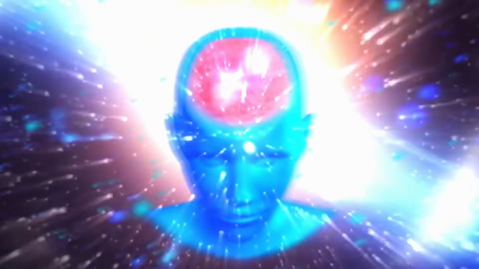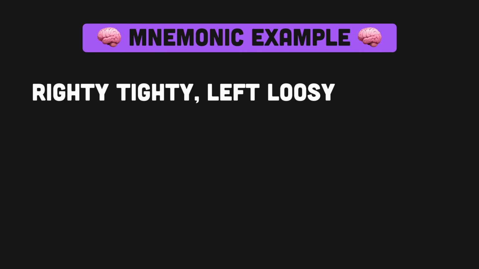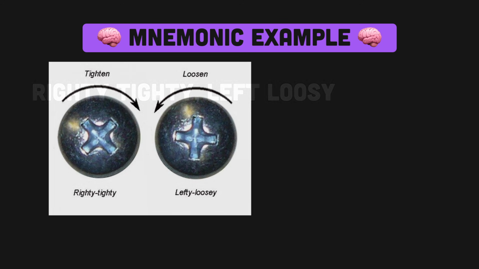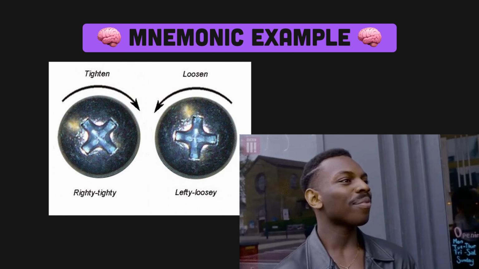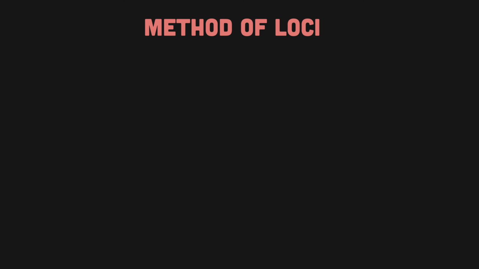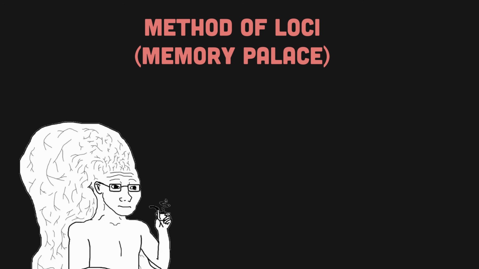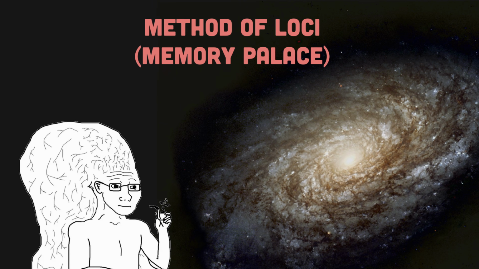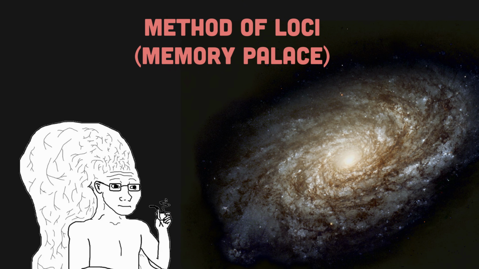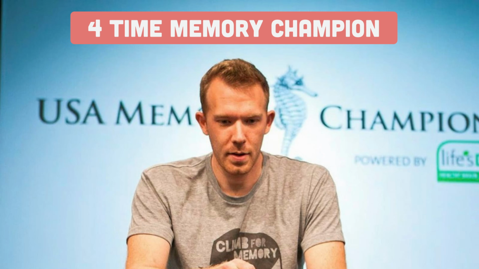Mnemonics are a memory device that help you remember something. For example, the phrase righty-tighty, lefty-loosey is a mnemonic that helps you remember which direction to twist in order to tighten or loosen most screws. One mnemonic method is called method of Loci or memory palace. It involves picturing in your mind a scene that represents what you are trying to remember. It is a technique popular with top memory champions in the world.